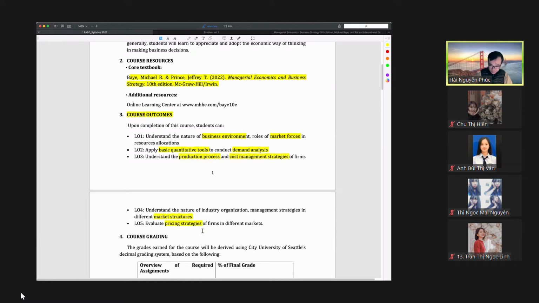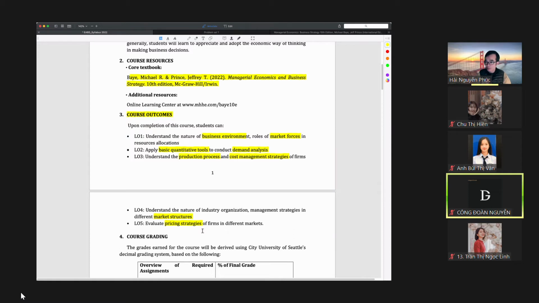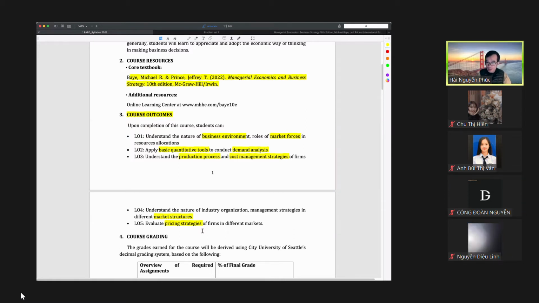If you look at these learning outcomes of the course, you can have a big picture of what the course of EABD is about. We're going to talk about business environment, market forces, demand analysis, cost of production, market structure, and pricing.